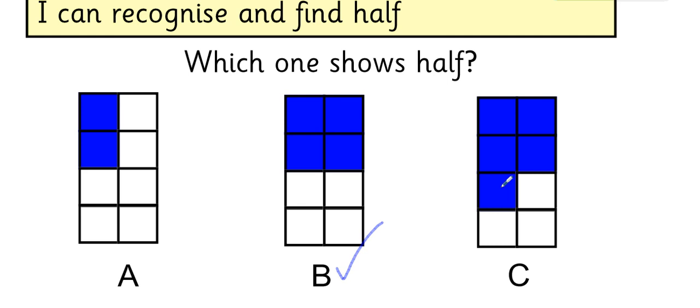C, nearly. It looks a bit like it could be until we count to check that they are equal. 1, 2, 3, 4, 5. 1, 2, 3. C does not show half because the blue and the white are not the same. It is not 2 equal parts.